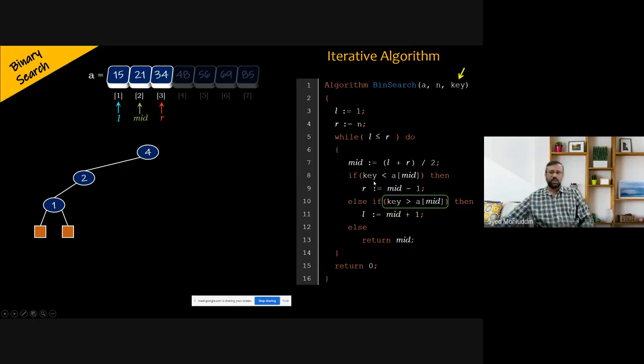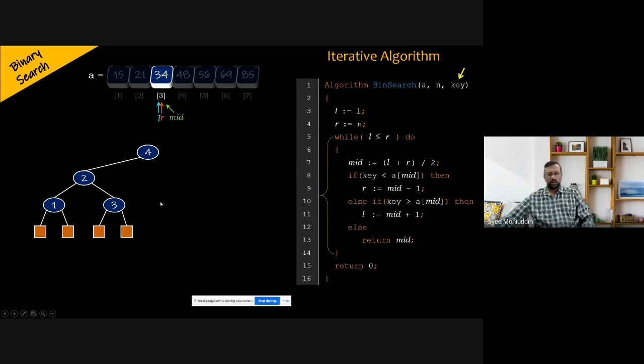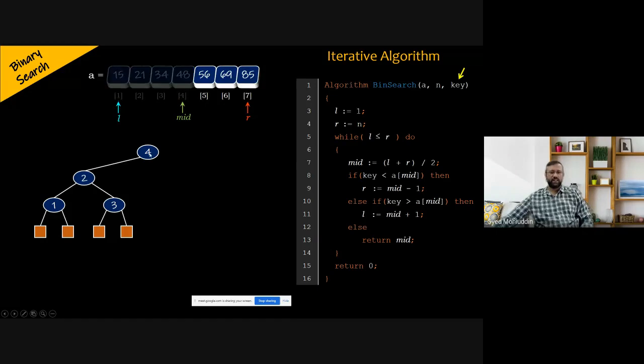From index 2, if the key is greater than the mid element, then obviously here we will have L equal to mid plus 1. So L moves over here, and then we will again compute the mid value. Mid value is 3. So we will have a node 3 to the right of node 2. And node 3 has no elements to the left as well as right. So we get the external nodes here.